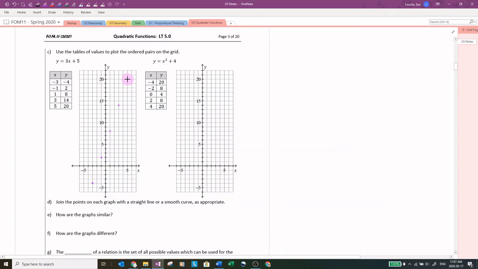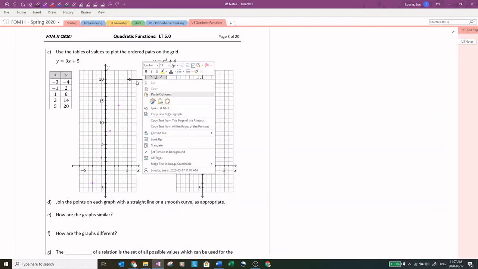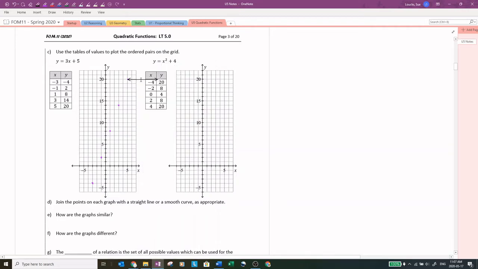So when you draw a straight line, it's really important that you do it as precisely as you can. Oh, I want to change the color of that. Oops, sorry.